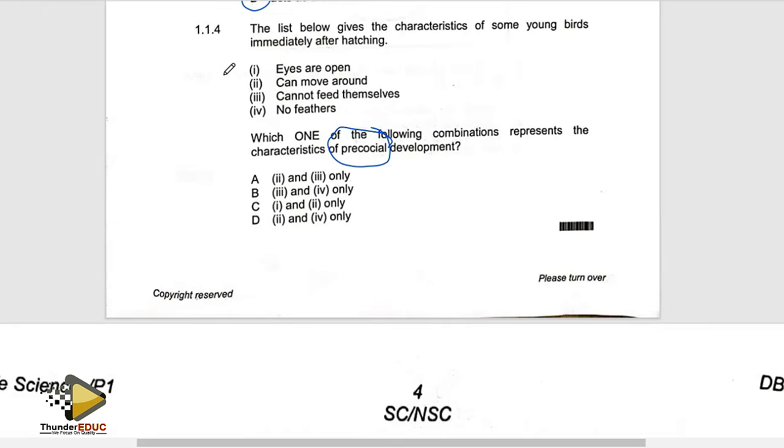So this point is correct. And then number 2, can move around. Even this one is correct. These two are correct. And then cannot feed them. This one is wrong. This one is also wrong. So if I have 1 and 2, then that is the correct answer, whereby I have 1 and 2, which is C. So the correct answer is C.